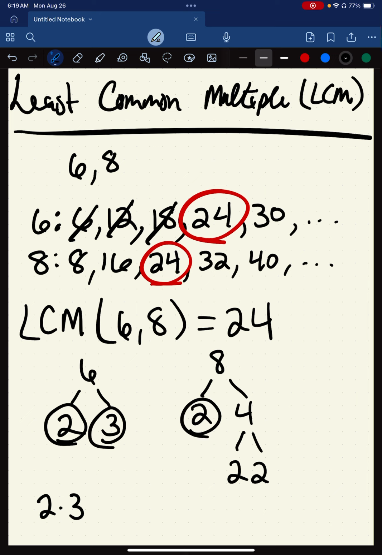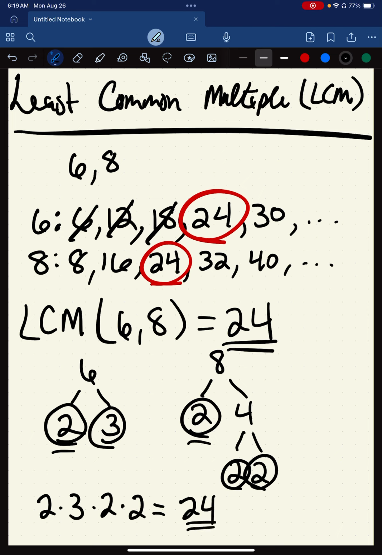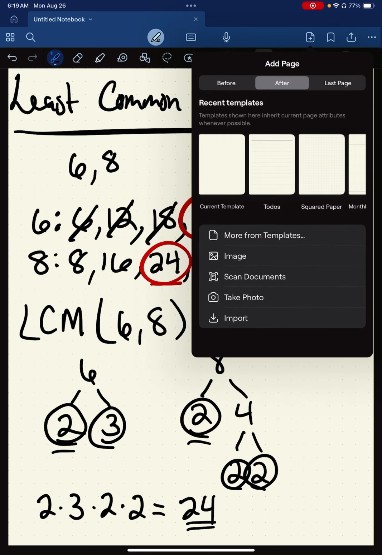So these two 2's are going to match. But we have an additional 2 2's over here that's going to have to be in it. So times 2 times 2. And if you multiply that out, that's 24. So 2 different ways to get that. One, doing it from this kind of list method, and then one doing it from these factor trees, the prime factorization. Let's do another one.